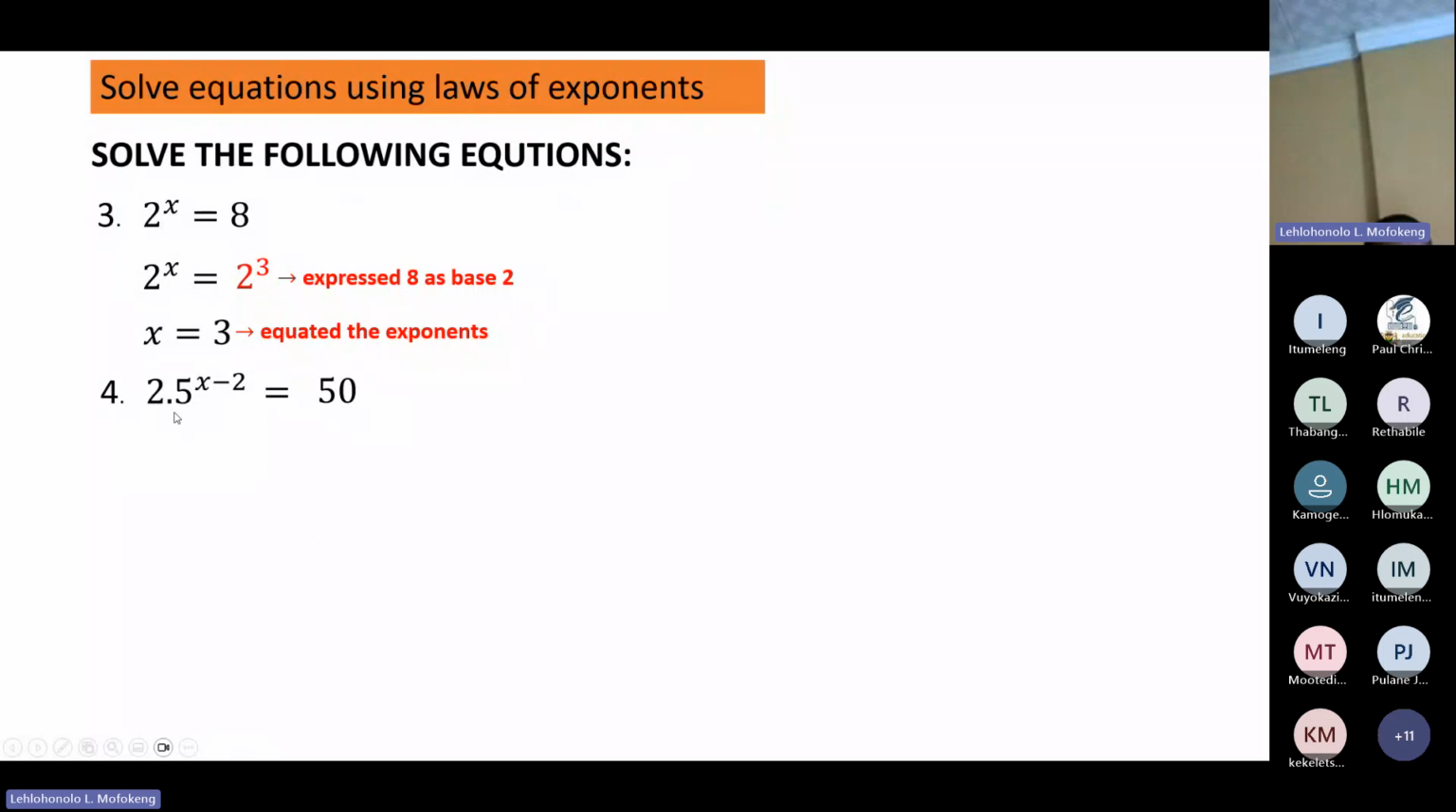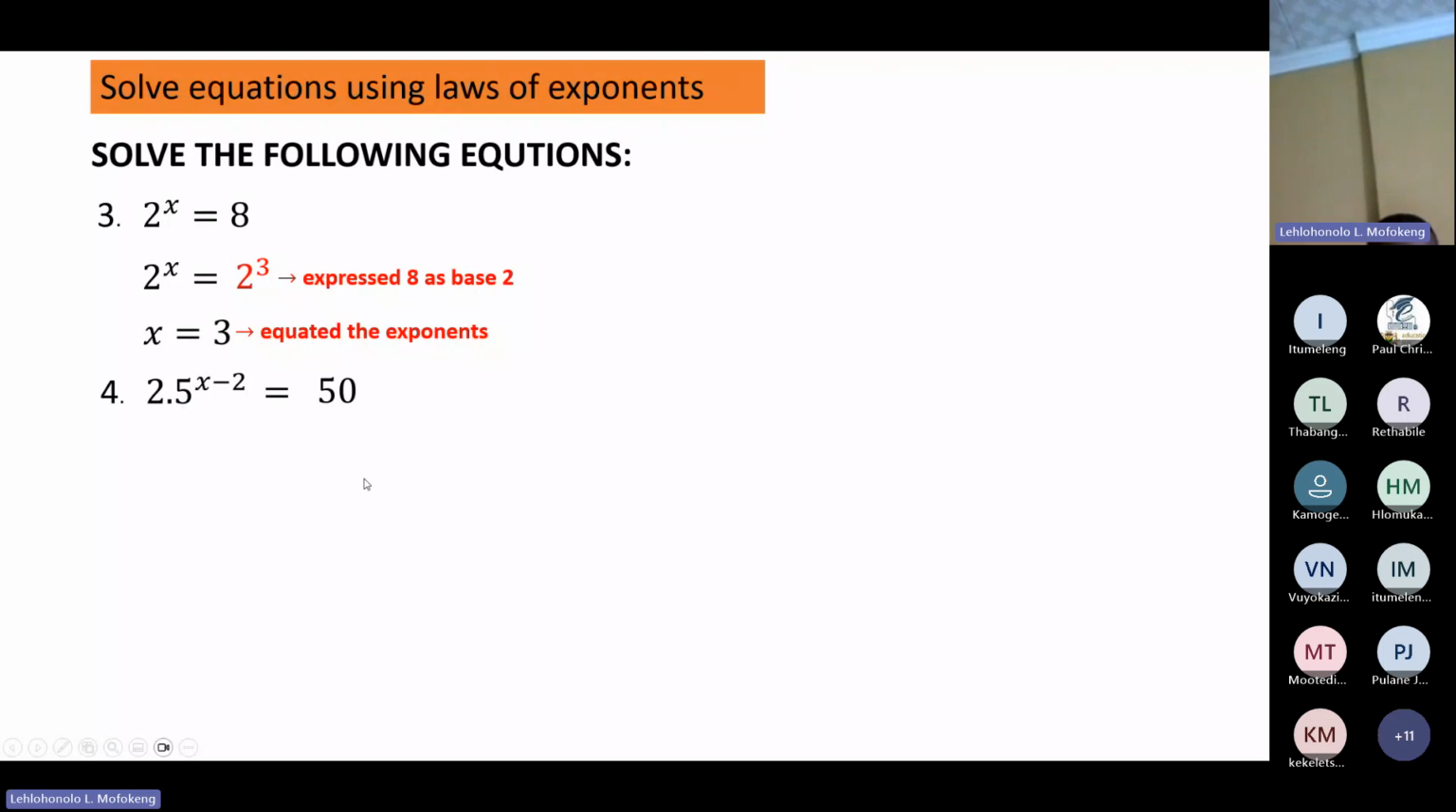Here you will realize that under no circumstances can we multiply 2 by 5. Why? Because we are dealing with 2 to exponent of 1 multiplied by 5 to exponent of x minus 2, and the base 2 and base 5 are different. So there's nothing we can do about 2 and 5. We cannot multiply 2 by 5 while the bases are not the same.